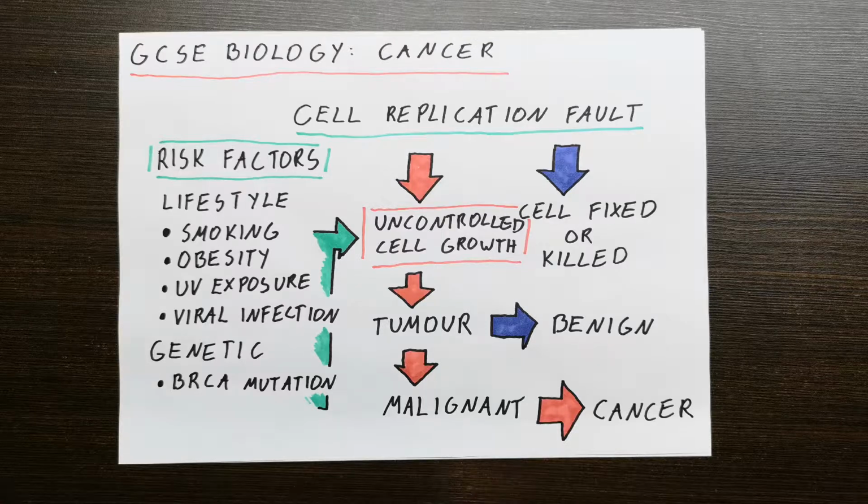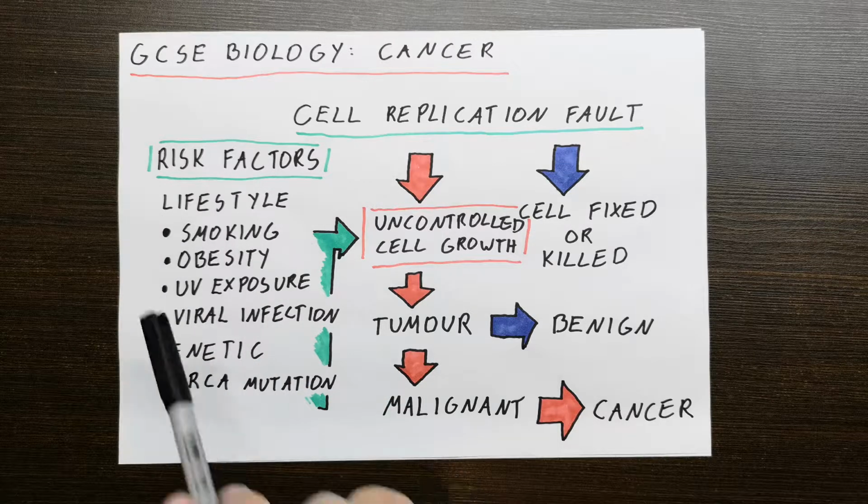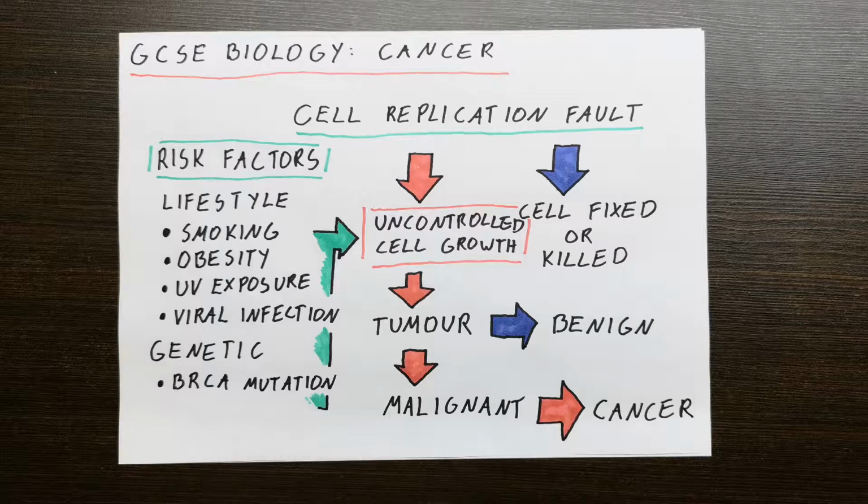So risk factors split into lifestyle factors. The most common risk factor for cancer is smoking, especially for lung cancers, but also for some other types such as cervical cancer and oral cancer. So smoking is a very big contributor. There are many things that smoke does in terms of damaging our lung cells, which then increases the likelihood of uncontrolled cell growth.